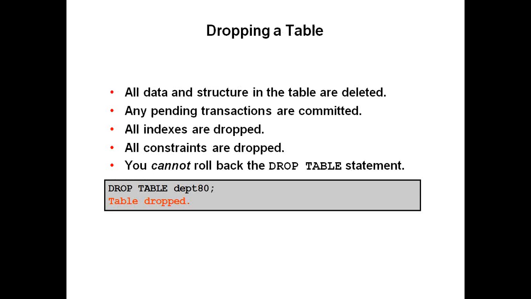And finally, how are we going to drop the table? Using very simple syntax: drop table, table name. Now what happens when you drop a table? As you can read in the points there, all the data as well as the indexes will be dropped, and any pending transactions are committed. So if you want to drop a table and at the same time some operations like update, delete, etc. are going on, then those transactions will get committed well before you drop the table.